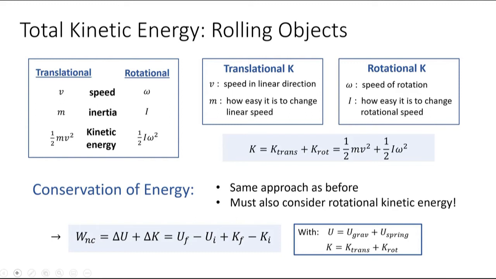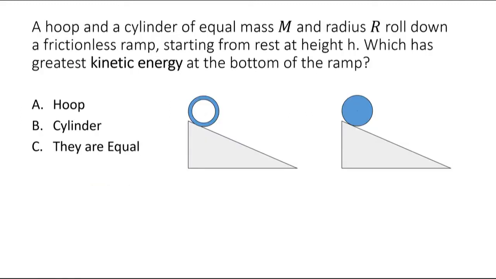Okay, then you'll want to apply the same types of problem-solving approaches that you did before, just including rotational kinetic energy now. Okay, so we're going to finish up for today with a classic problem of a rolling race. So here's the setup. We have a hoop and a cylinder. They have the same mass m and they also have the same radius r. They're rolling down a frictionless ramp and they both start from rest at a height h.